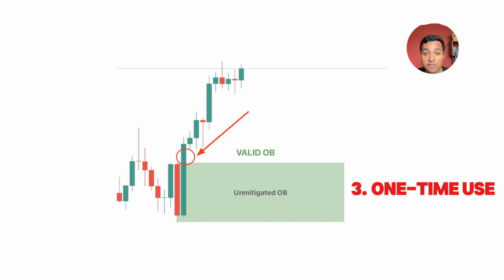The third rule of order blocks is that they are one-time use. And in this example, you can see we have a gap or an inefficiency.